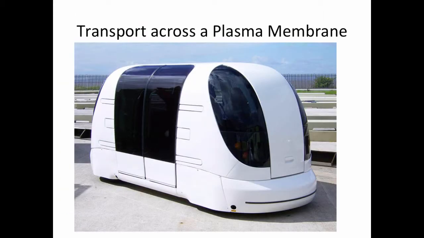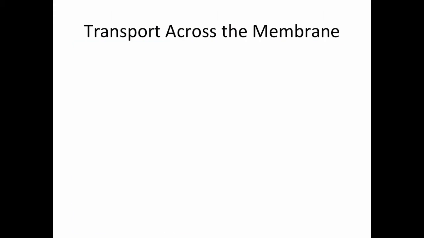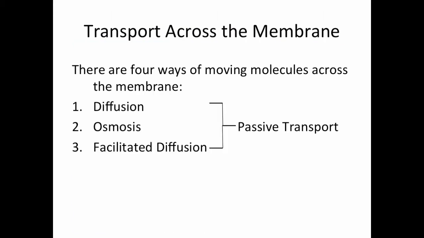So we need to talk about how things get across that plasma membrane. It's a little bit tricky how that occurs. There are basically four ways that things move across a plasma membrane. The first way is passively. In other words, no energy is going to be exerted, and that would include diffusion, osmosis, and facilitated diffusion. And then the last way is active transport. And just like the word sounds, active, you've got to actively do something to get something across the membrane.